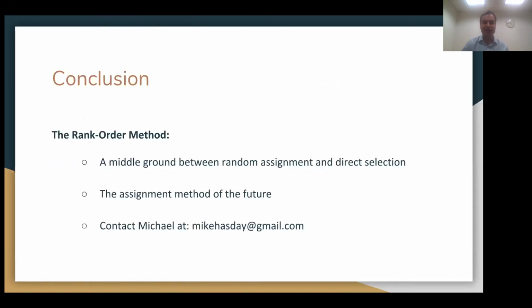So I would just like to conclude. The rank order method, I hope I showed, is a middle ground between random assignment and the direct selection method. It takes the best elements of the random assignment method and the direct selection method, but it avoids their pitfalls. I hope this can be the assignment method of the future. And I just want to end that I'm looking for someone to code this method, and I think this would be a great student project.